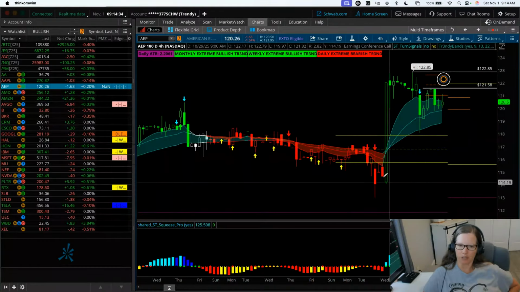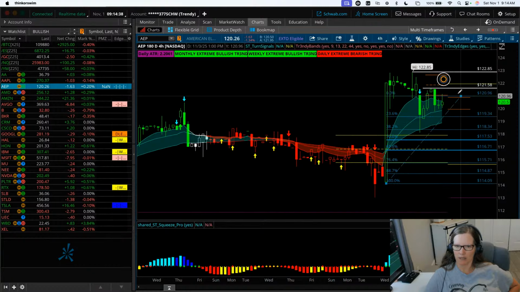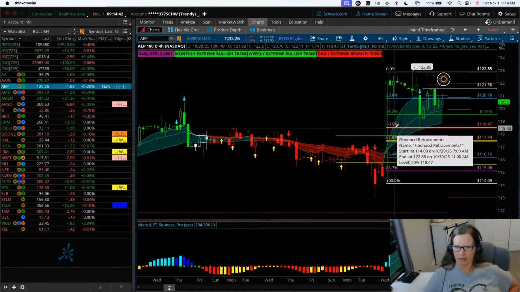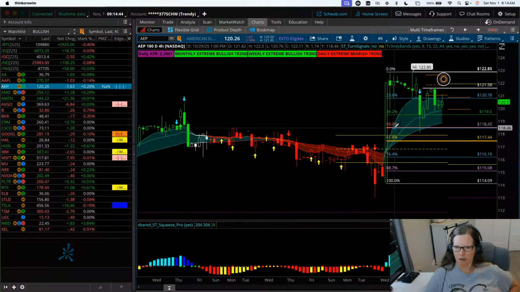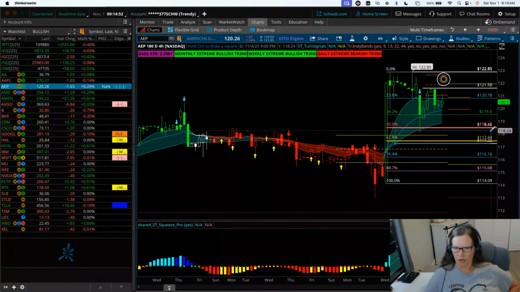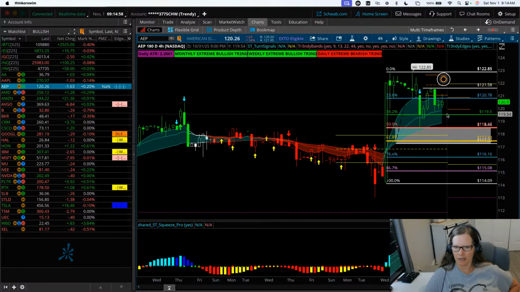Okay. I'm going to do the same thing. I'm going to measure this big imbalance candle right here to the high, and I'm going to find this 50 and go just below the 618. I like this zone for a trade on AEP for a weekly trade.